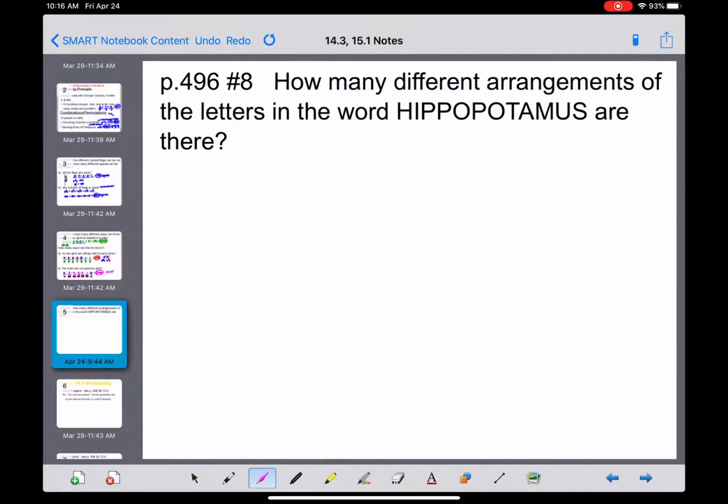Okay, we're going to do another one here. It says, how many different arrangements of the letters in the word hippopotamus are there?